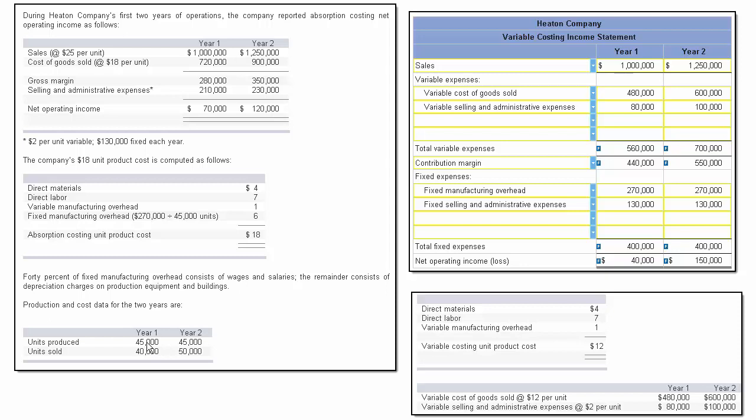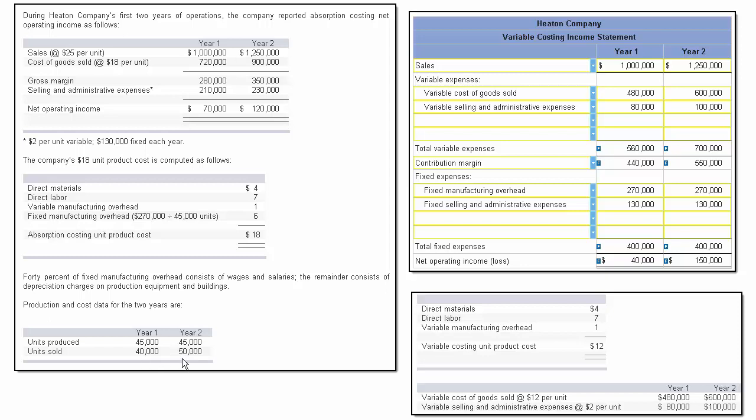And sure enough, the units produced were the same in both years, which is why we could divide some dollar amount by 45,000 units and not worry about each year, because the units produced were the same in each year. Now the units sold were slightly different.